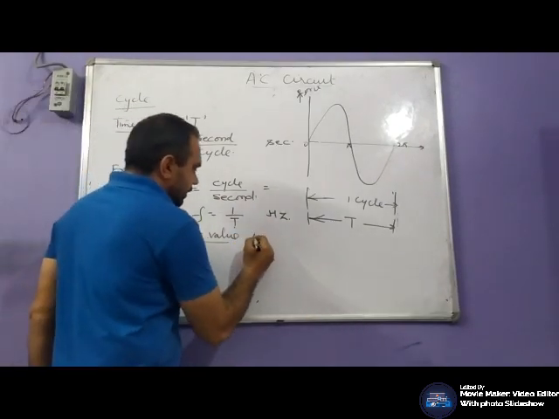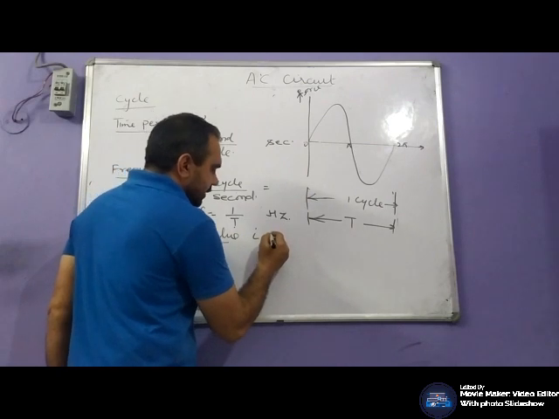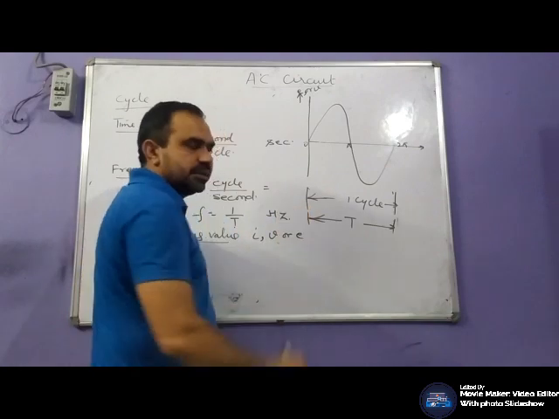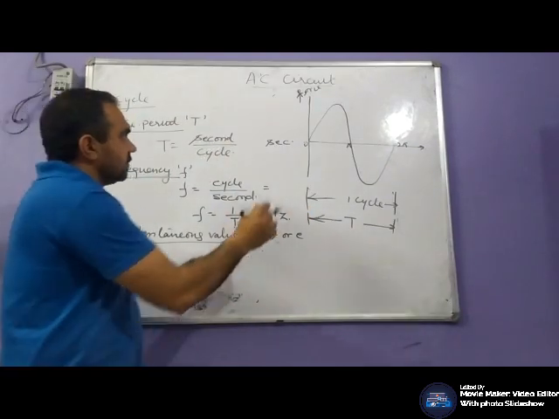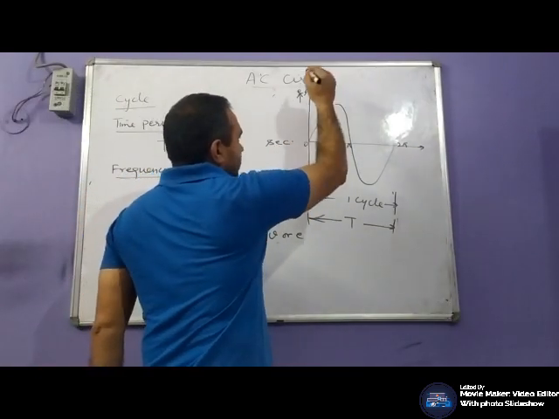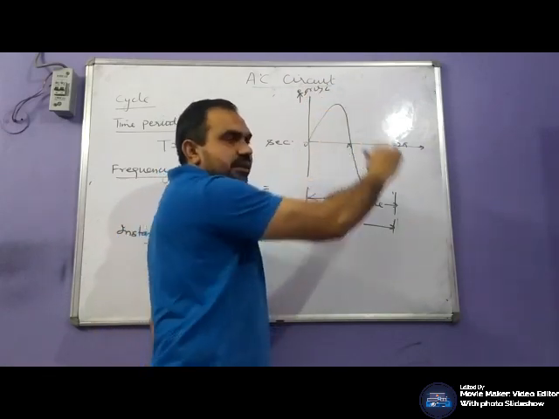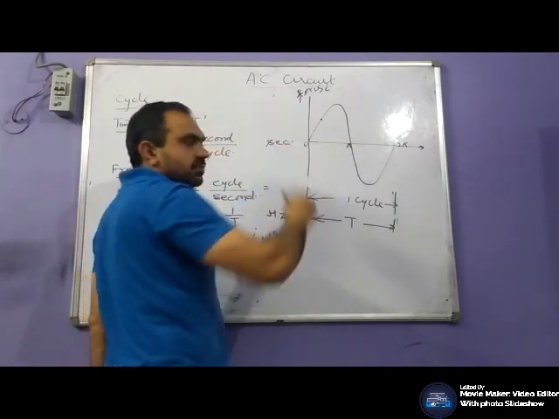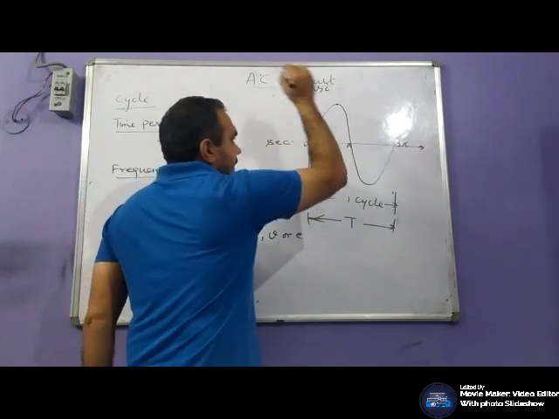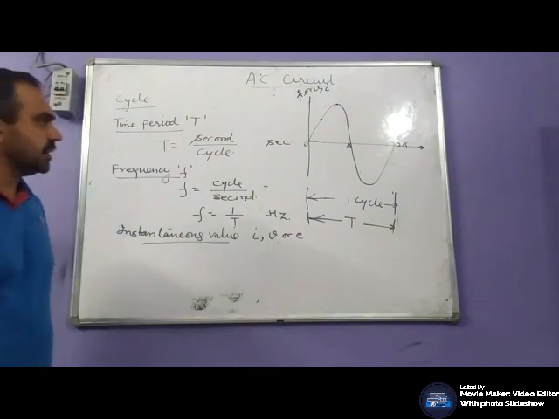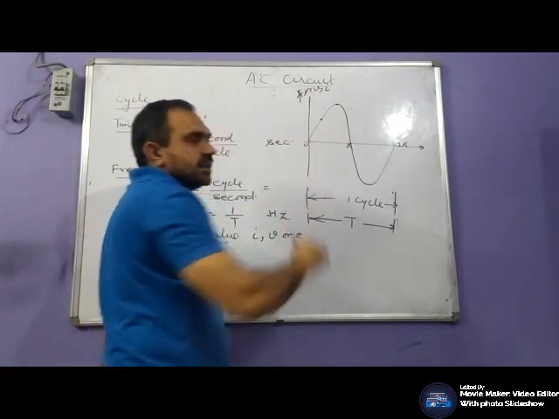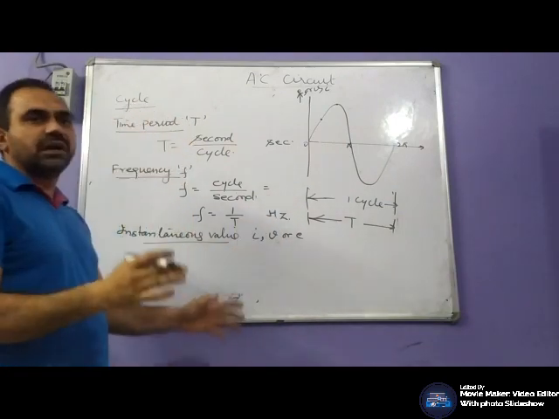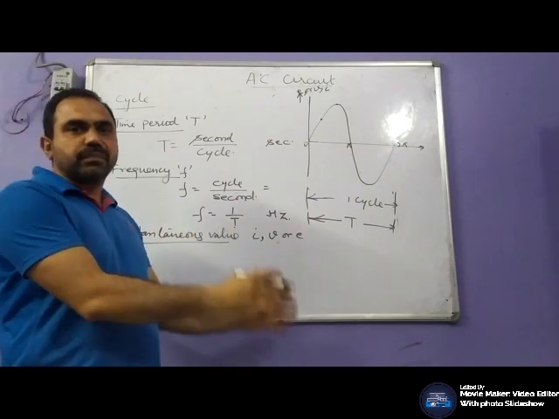Denoted by small i for current and small v for voltage. The value of an alternating quantity at any instant is known as the instantaneous value. Here the value of the alternating quantity is this one. Here the value of the alternating quantity is the maximum. Here the value of the alternating quantity is 0. So this is the instantaneous value of the alternating quantity at a particular instant.